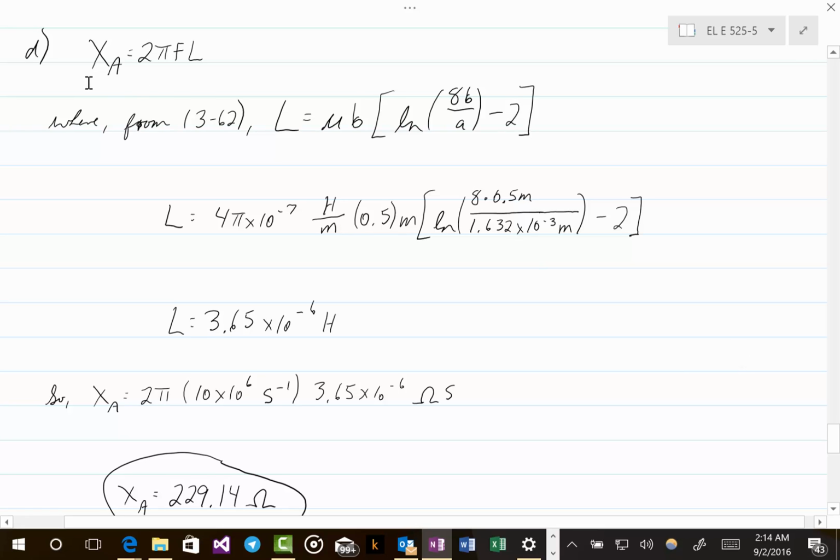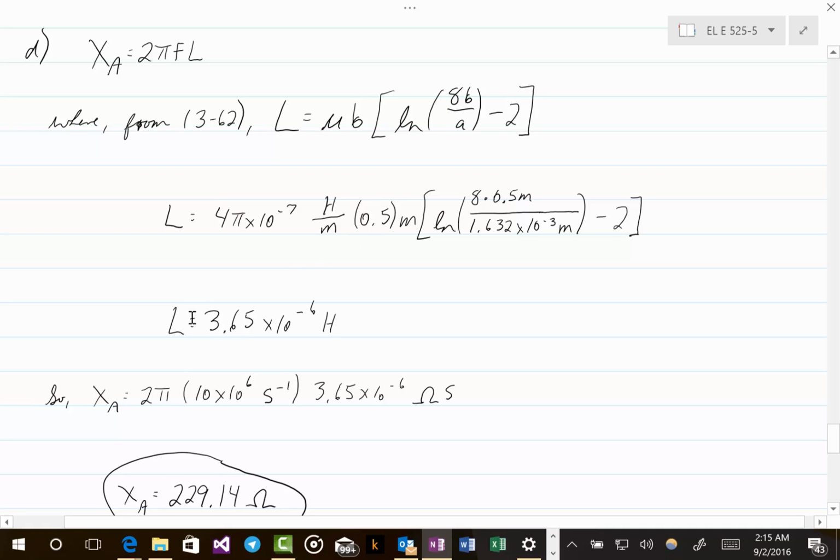The input reactance X sub A is 2 pi F times L, the inductance, where from equation 3.62, that inductance, for a circular loop, is equal to mu B times the quantity log of 8B over A minus 2. And we've already been introduced to all of these quantities in this equation, so there's no need to discuss them again. Okay, again, mu is 4 pi times 10 to the minus 7 henries per meter. B is 0.5 meters, and then this is the log of 8 times 0.5 meters over 1.632 times 10 to the minus 3 meters, and then minus 2.